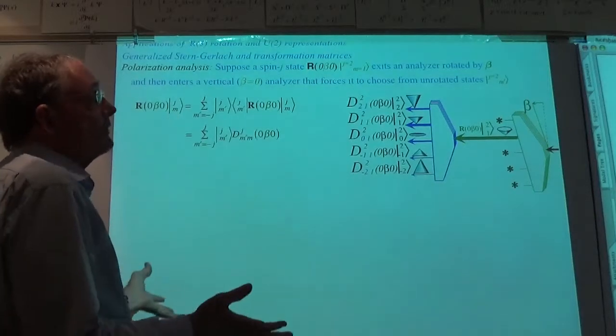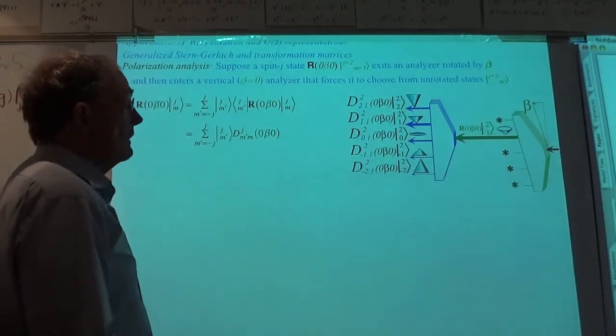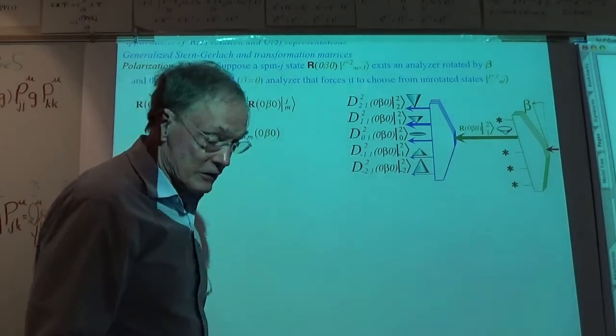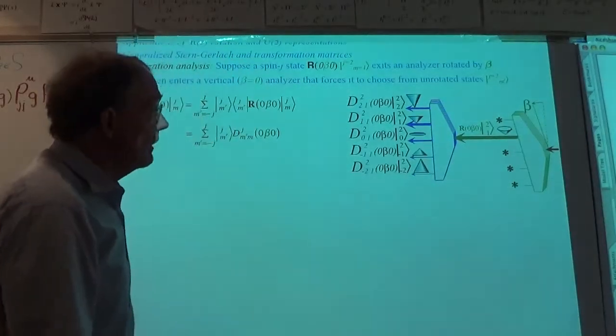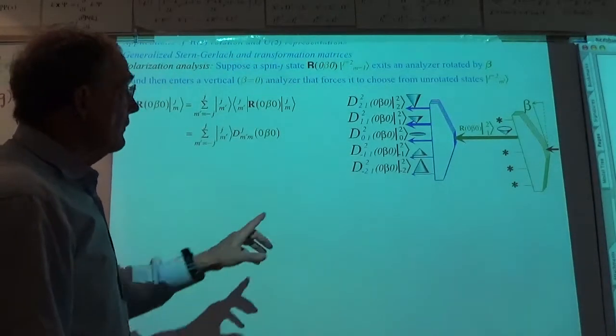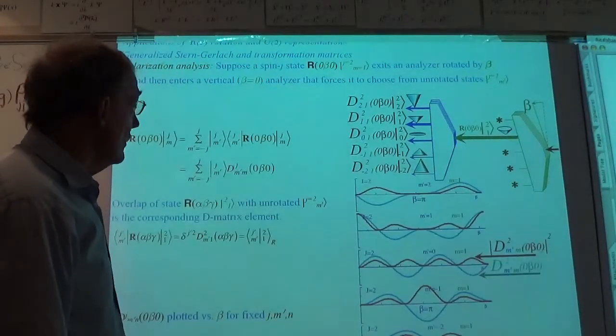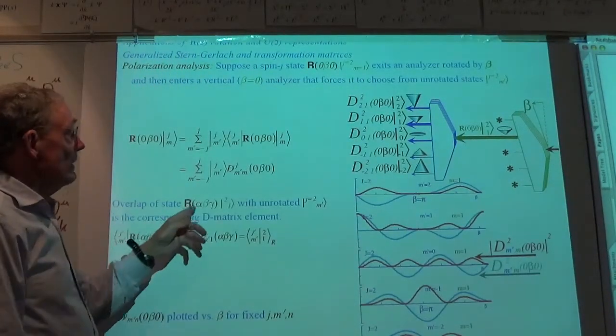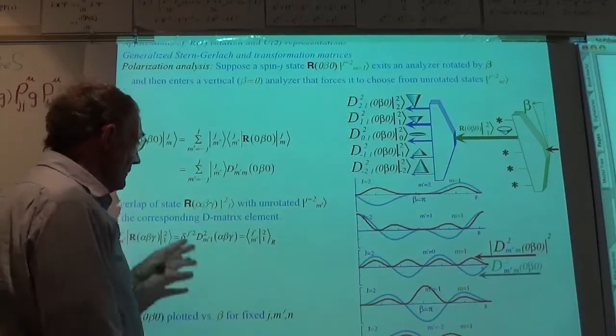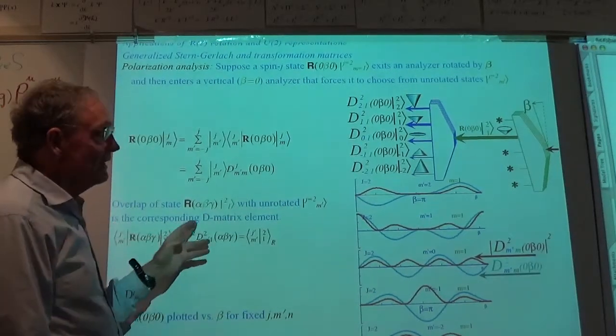state. And this is useful for atomic physics as well as molecular physics. So this is the kind of angular momentum theory that atomic physicists know. They don't know about this thing as a wave function. They just know it as a transformation coefficient. And so here is the overlap state with the unrotated states.